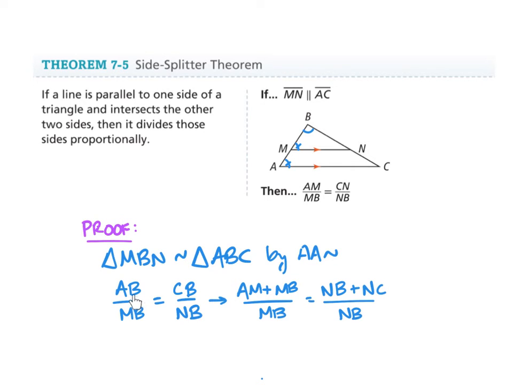And so all I did is take this statement and break AB into its two parts that I see in the picture, and do the same thing with CB, break it into its two parts. Now I'm going to cross multiply this proportion. And so when I cross multiply, it looks like this.